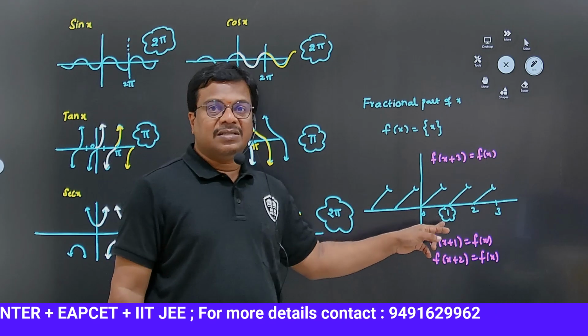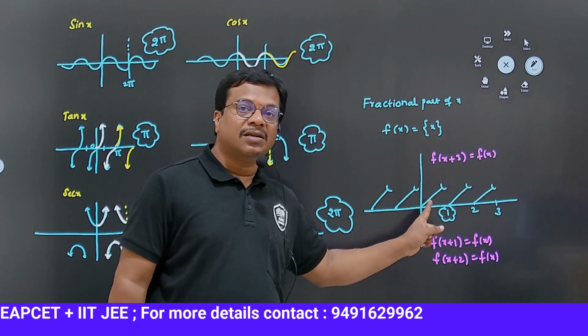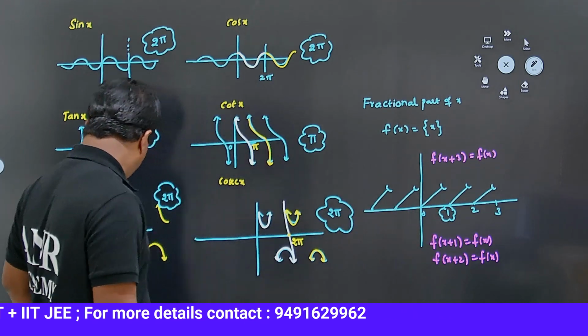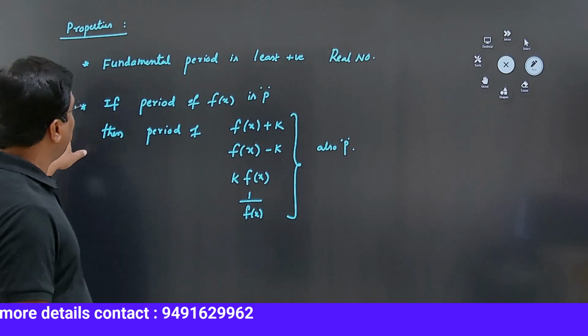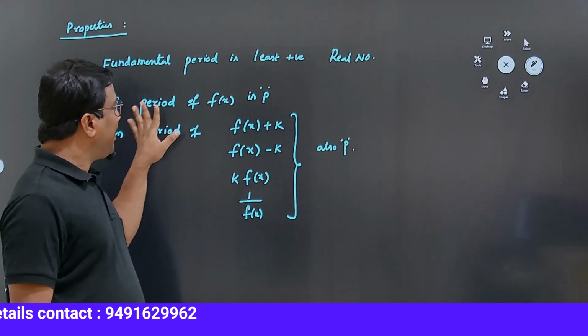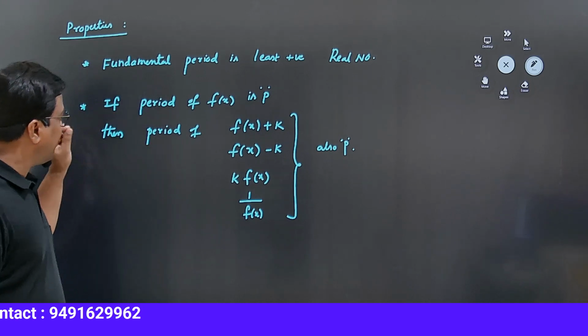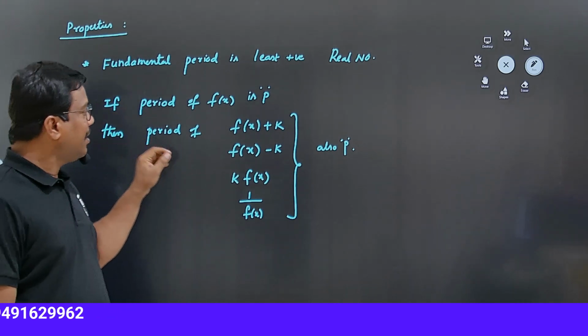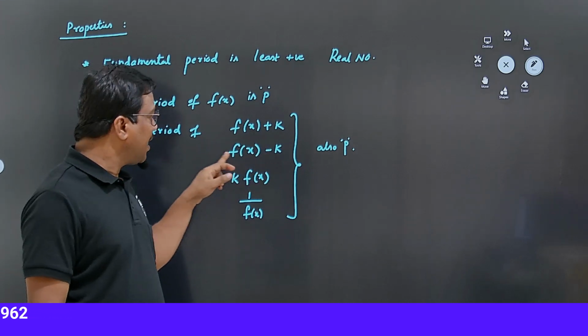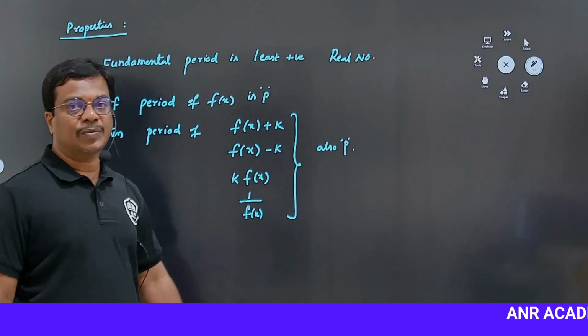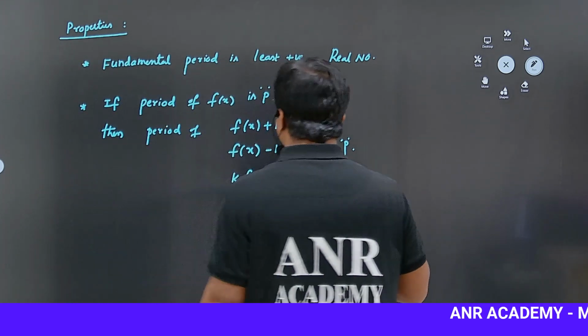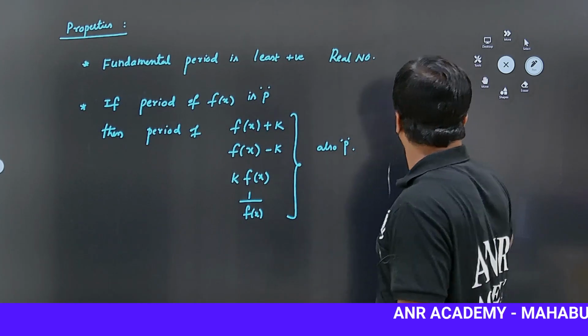But the least one is 1, that is the period of the function. Next, observe the second property. Suppose the period of the function f of x is p, then the period of f of x plus k, f of x minus k, k into f of x and 1 by f of x is also p. Yes, let us see an example.